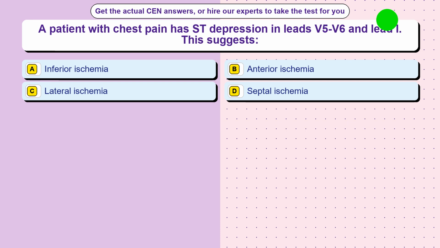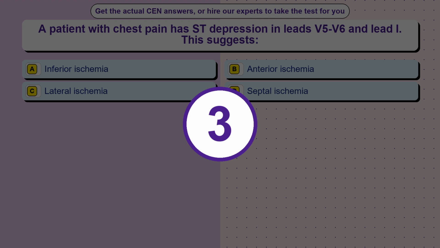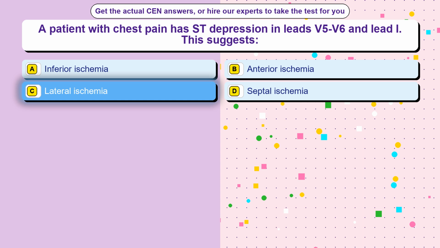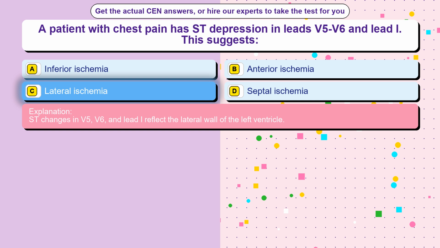Question 92. A patient with chest pain has ST depression in leads V5, V6 and lead I. This suggests option A, inferior ischemia, option B, anterior ischemia, option C, lateral ischemia, option D, septal ischemia. The correct answer is option C, lateral ischemia. ST changes in V5, V6, and lead I reflect the lateral wall of the left ventricle.